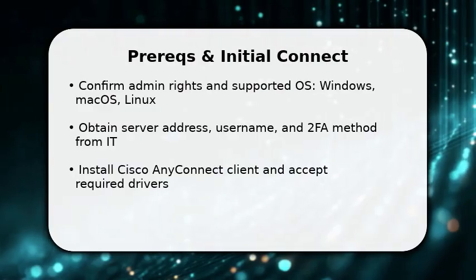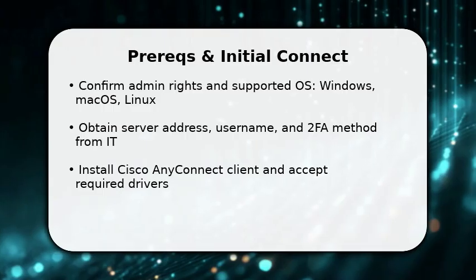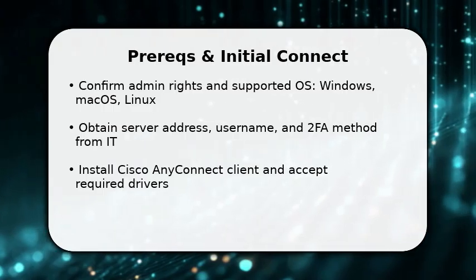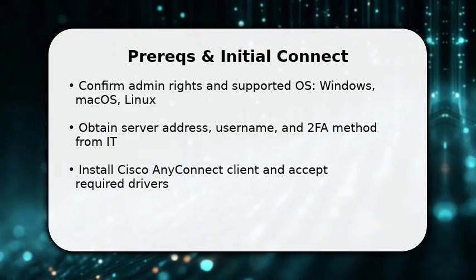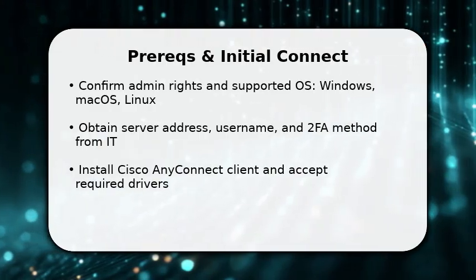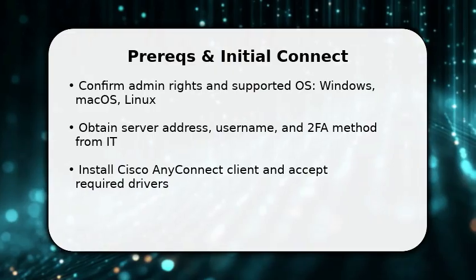You start by making sure you have admin rights and the exact server address. This matters because AnyConnect installs kernel drivers. Once done, run the installer and accept network extension prompts so the client can create secure tunnels.